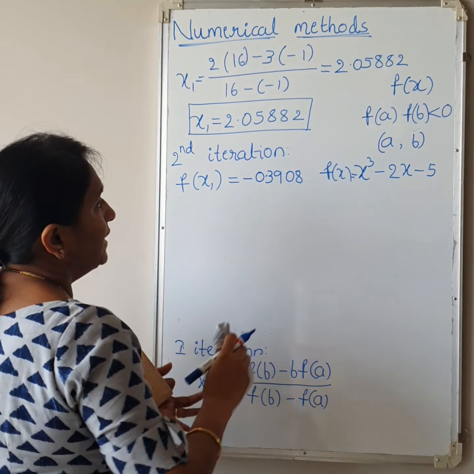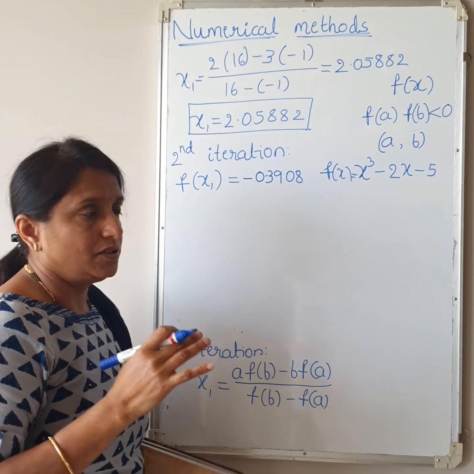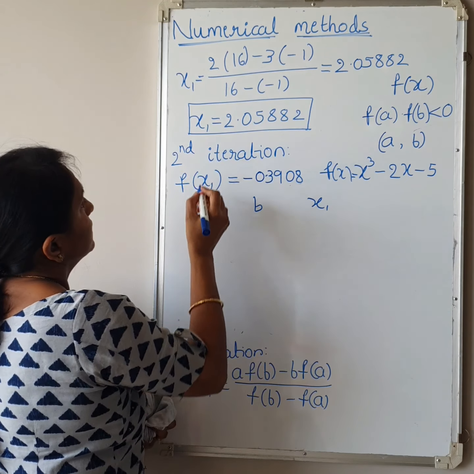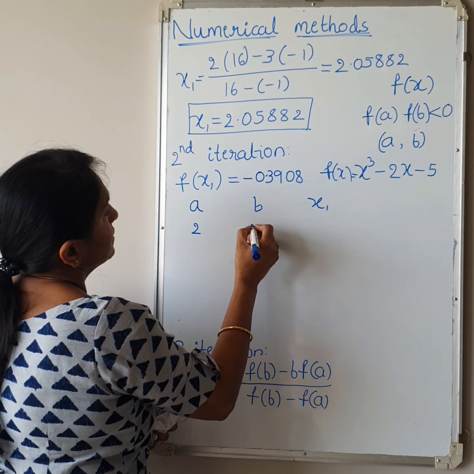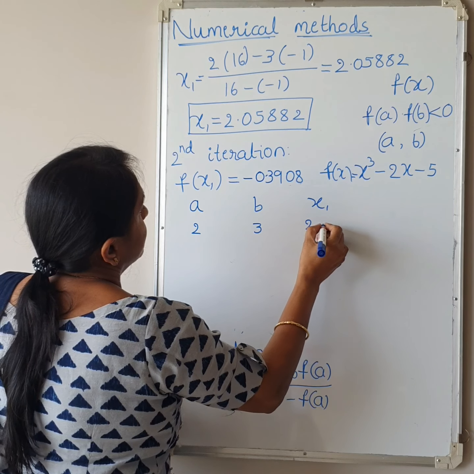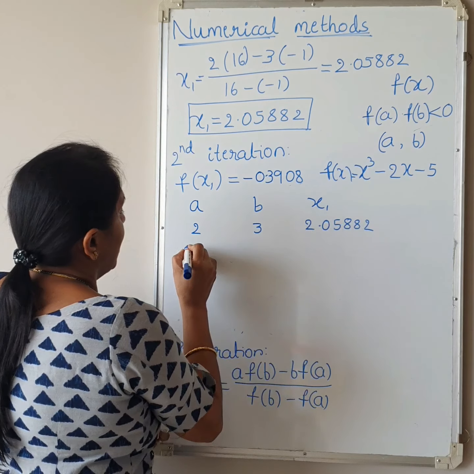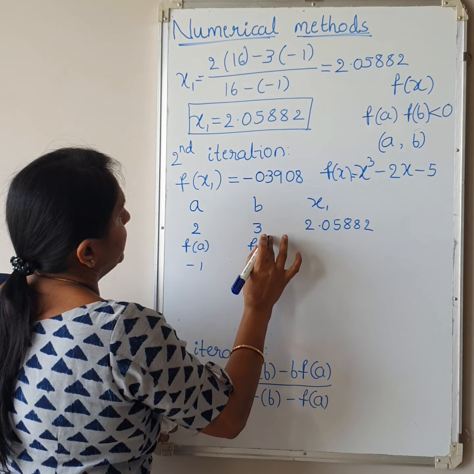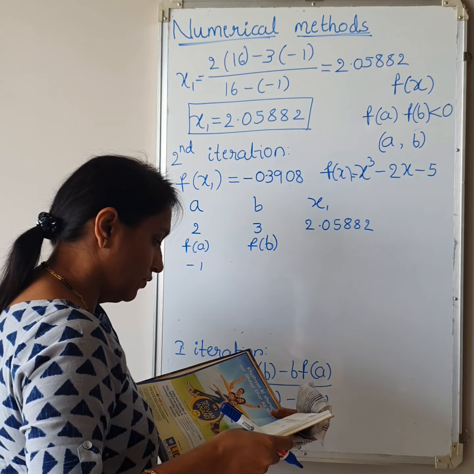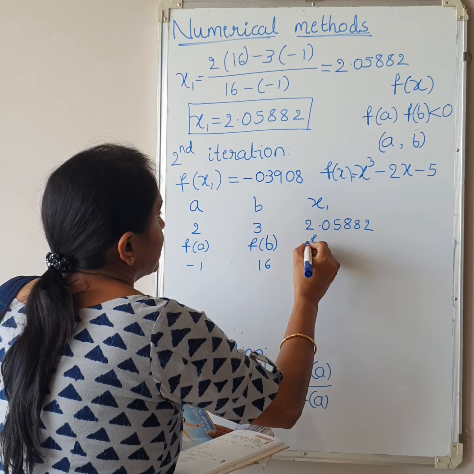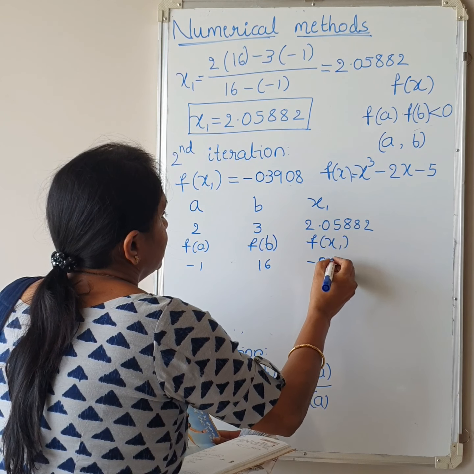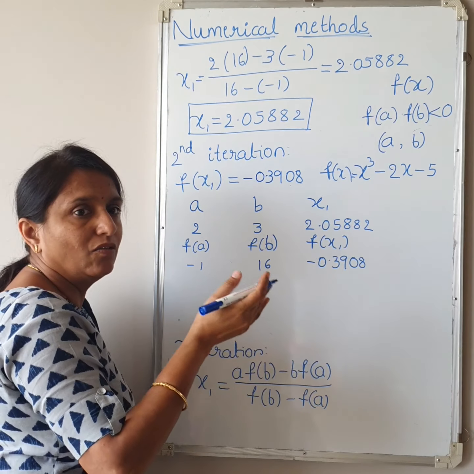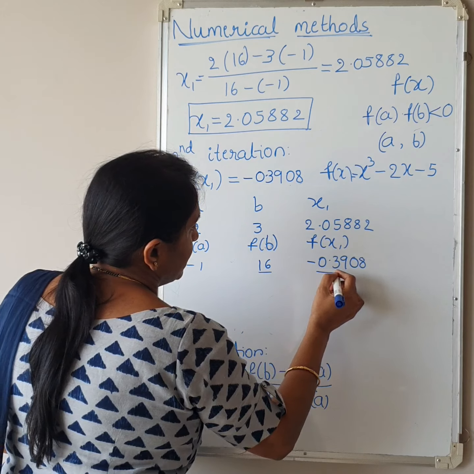Next, what we have to do? We have to take the interval. How to take interval? Again, one positive, one negative. For a better understanding, I'll write a, b, x1. A is 2 and b is 3 and x1 is 2.05882. And f of a is, f of 2 is minus 1 and f of b is 16 and f of x1, we have got it, minus 0.3908. These three you have to consider, and out of these three you have to take one positive and one negative. See here, f of b is positive, f of x1 is negative.